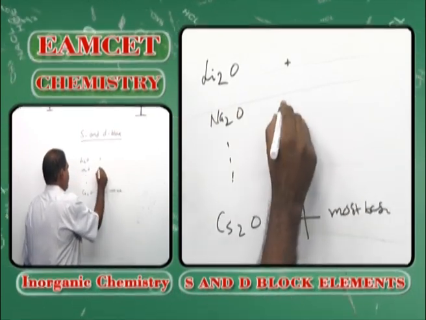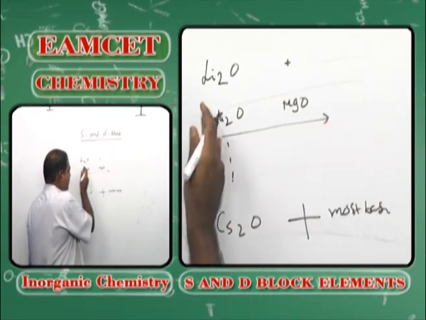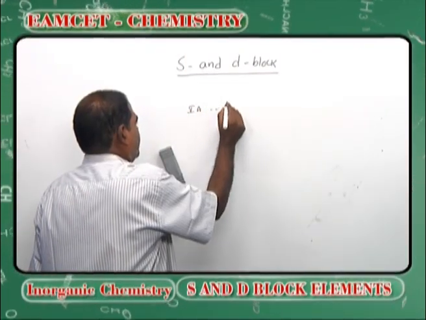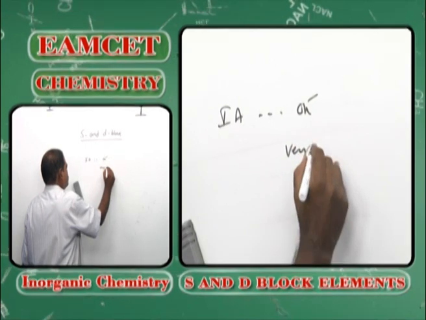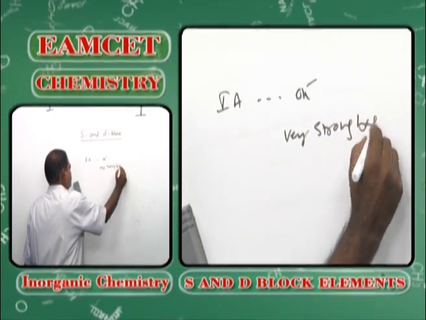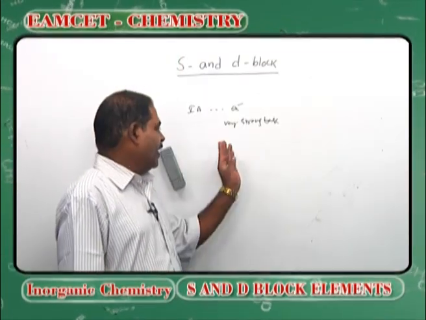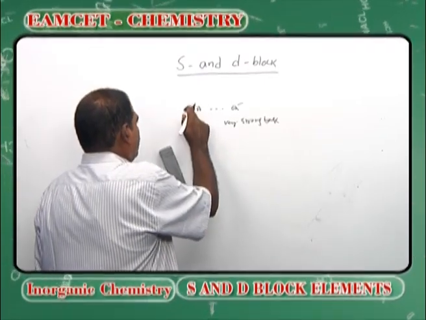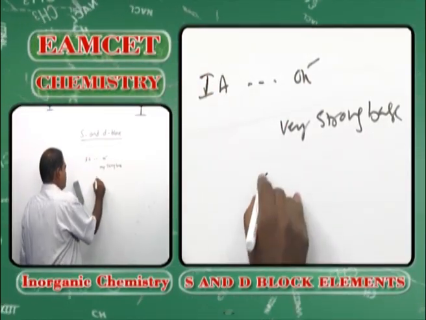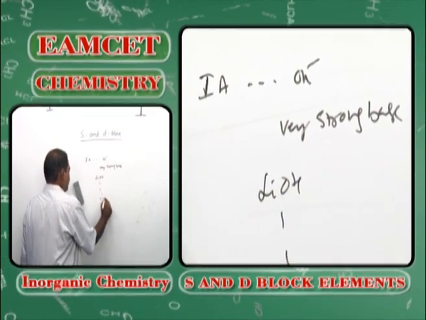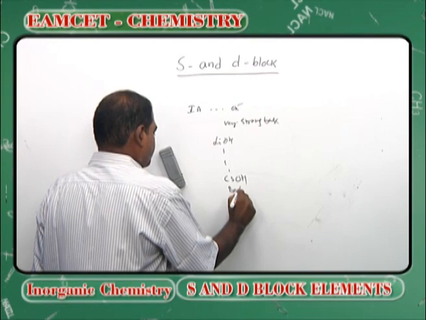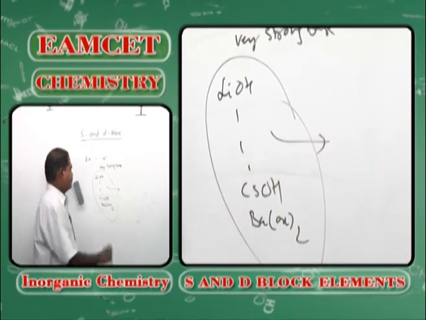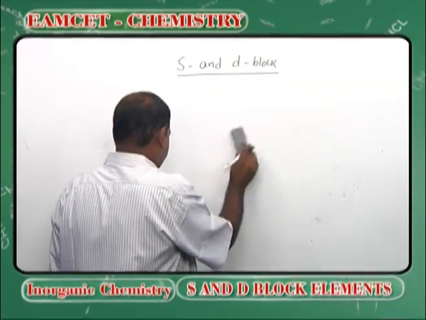And between Na2O and MgO, left to right, basicity decreases. So, 1A group hydroxides are very strong bases. In fact, strong bases include only barium hydroxide from the second group, all others are weak bases. So, what are strong bases? Lithium hydroxide to cesium hydroxide of first group, barium hydroxide of second group. Only these 6 are strong bases, all others are weak bases. So, basicity of oxides is over.